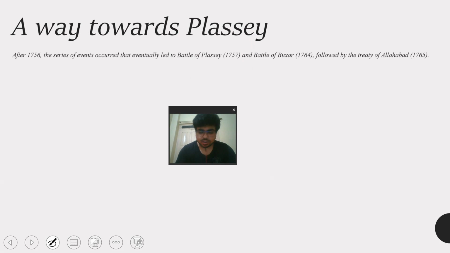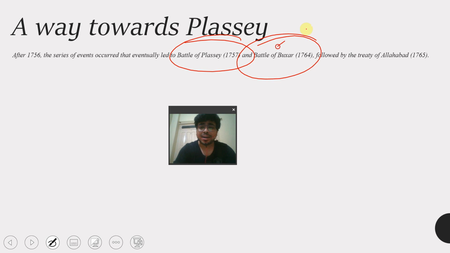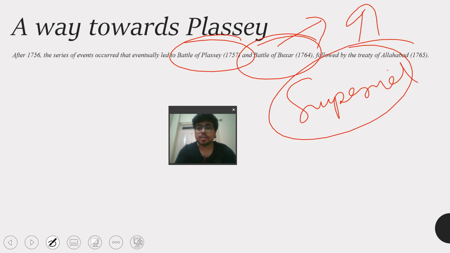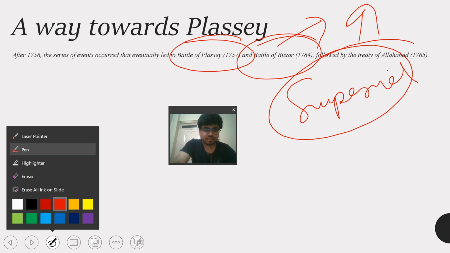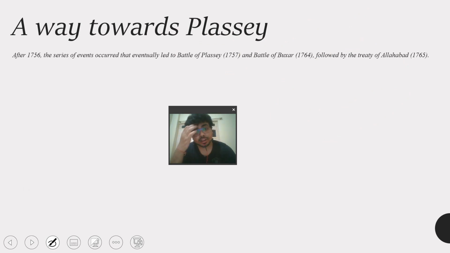So, the way towards Plassey: how we moved towards the Battle of Plassey. After 1756, a series of events eventually led to the Battle of Plassey in 1757 and the Battle of Buxar in 1764. And the Battle of Buxar made the British superior. Just remember this point, it's very important. After that the Treaty of Allahabad was signed in 1765, because the Indian side lost the war and the British won it.